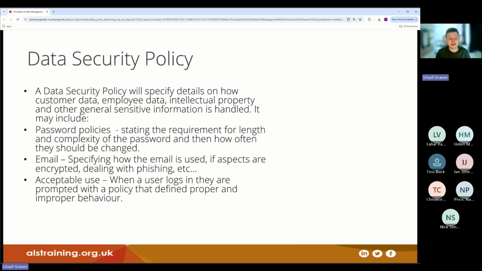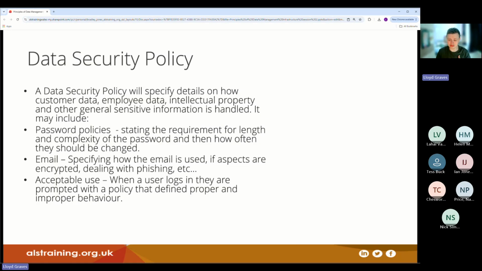Data security then. Again, how we secure our data. It should include details on how customer data, employee data, intellectual property, things like that, is handled. It could be password policies, emails, acceptable use. All of this will be included in a data security policy.